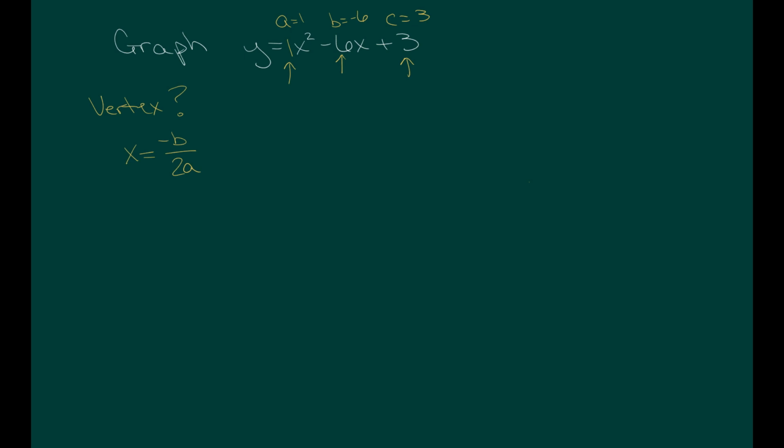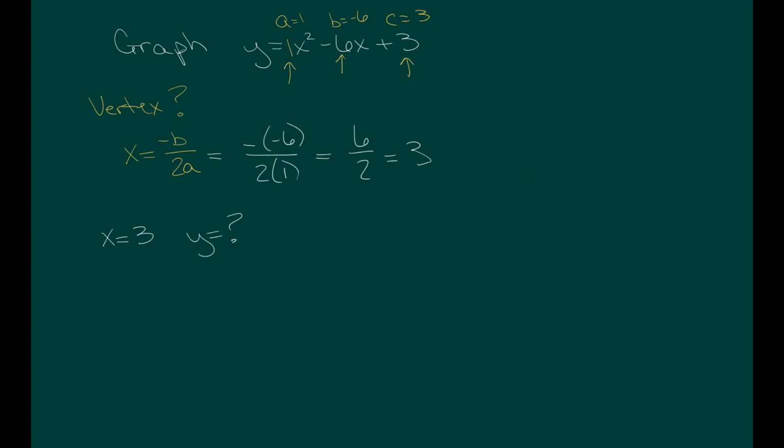Now notice it's in standard form. That's very important. So we are going to have our negative b, which is negative 6, over 2a. And I'm plugging in b is negative 6, a is 1. So a double negative would be a positive 6 over 2. So our x coordinate for our vertex is 3. So if x is 3, what is y?